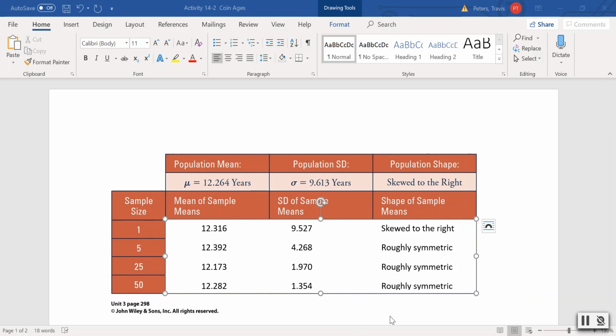Let's summarize our findings. Notice the mean of the simulated sample means is close to the population mean of 12.264. And the variability in the sample means decreases as the sample size increases. Notice what's happening to these standard deviations. The other observation to make is that as the sample size increases, the sampling distribution of the mean is approximately normal.